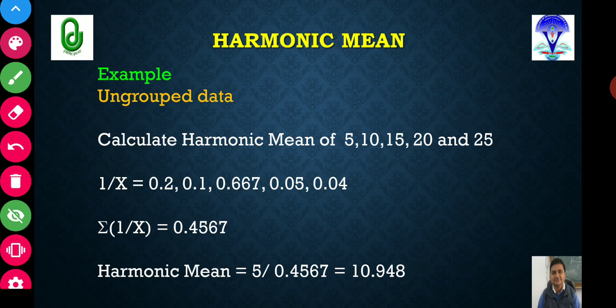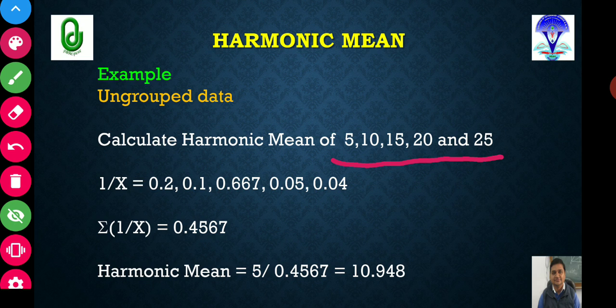Now we'll see one example for ungrouped data. If we want to find the harmonic mean of this data: 5, 10, 15, 20 and 25. First we will find the reciprocal of these observations. The reciprocal of 5, 1 by 5, will be 0.2. 1 by 10 will be 0.1. 1 by 15, 0.067. 1 by 20, 0.05. And 1 by 25, 0.04.